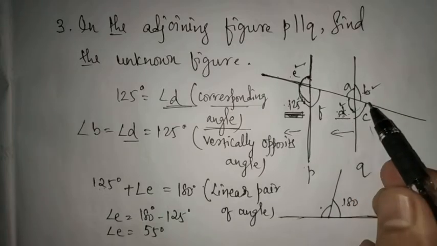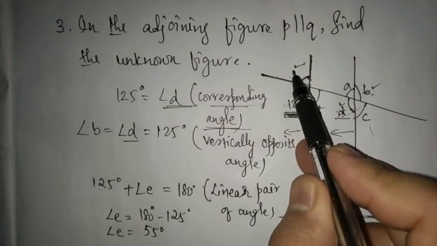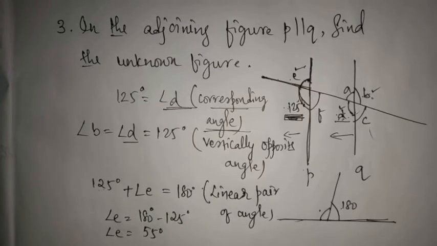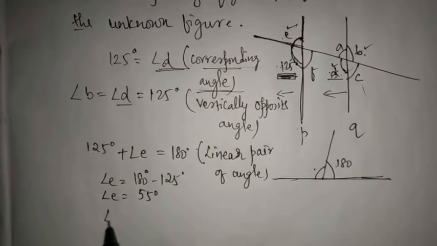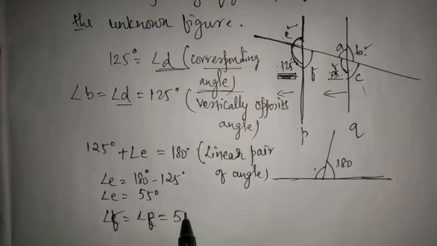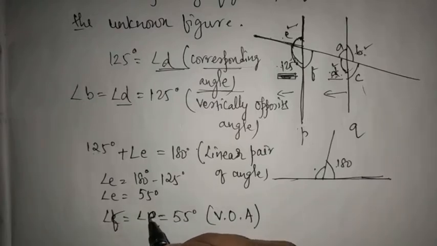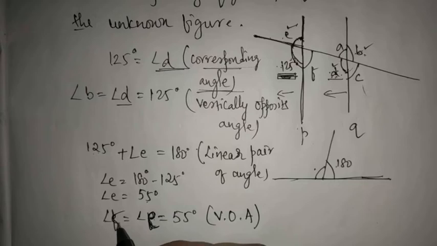Now D is done, B is done, E is done. Now angle E is equal to angle F. Why? They are vertically opposite angles. Just see, these are vertically opposite angles. So I am going to write here angle E is equal to angle F, or we can write angle F is equal to angle E, which is 55 degree due to vertically opposite angle. Angle E is equal to 55 and angle F is equal to angle E, which is vertically opposite angle. Alright, so F is also done, isn't it?